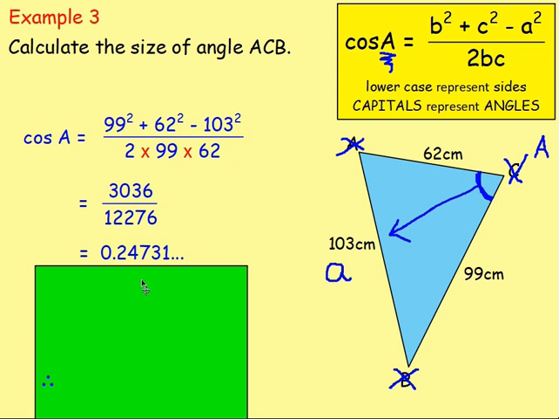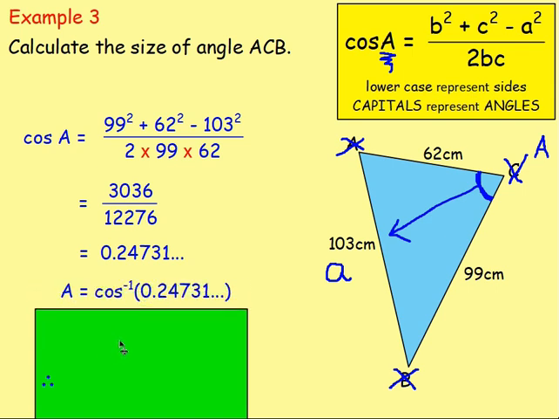So 0.24731, blah, blah, blah. That is cos A, but we're wanting to get rid of cos just to leave us with the A. So how do we do that? Cos to the minus 1. It is cos to the minus 1, yeah, so A would equal cos to the minus 1 of 0.24731, and so on. Again, keep that decimal even longer on your calculator.